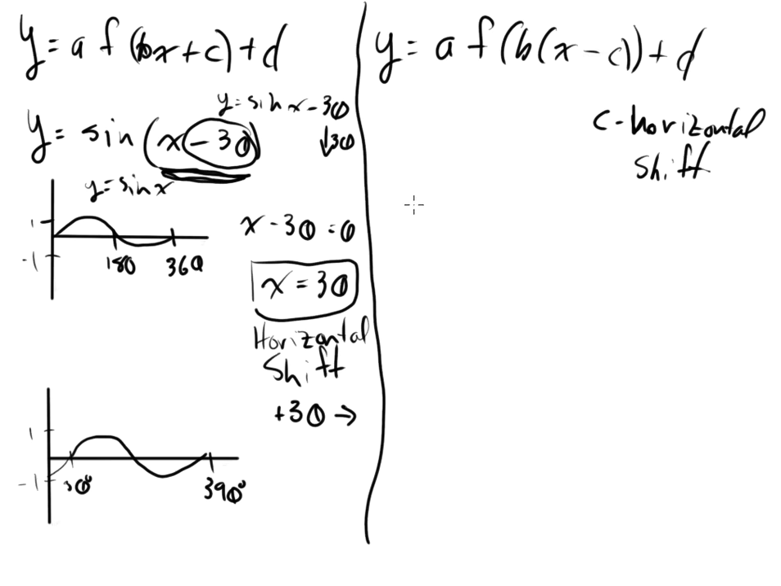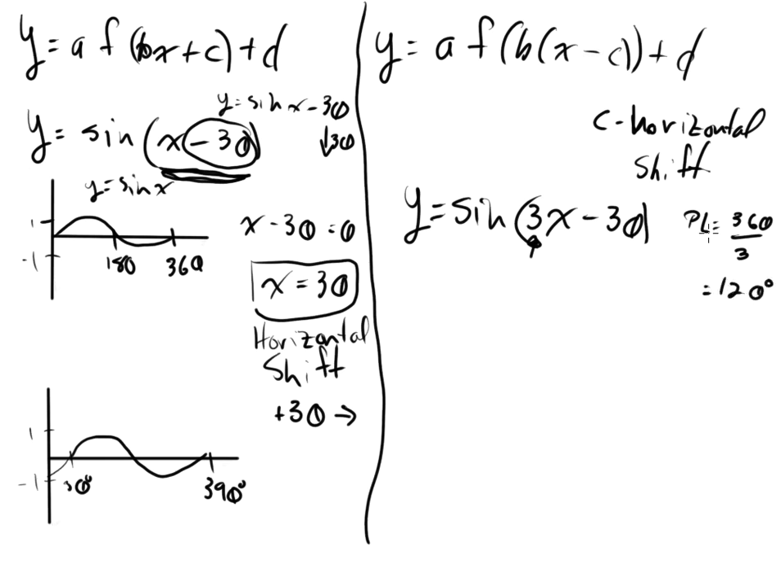Where it would differ is, imagine that we wanted to do y equals the sine of, how about 3x minus 30, for instance. We know that this 3 is going to change the period length. The period length is going to be 360 divided by 3, so it's only going to have a period length of 120 degrees. And our instinct is going to say, oh, this is going to shift us 30 to the right. But in fact, it's not. It's actually going to shift us 10 to the right.